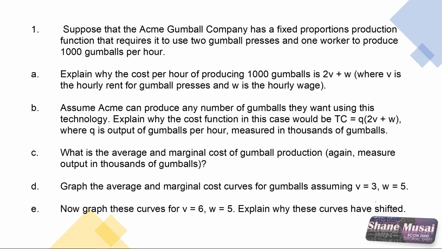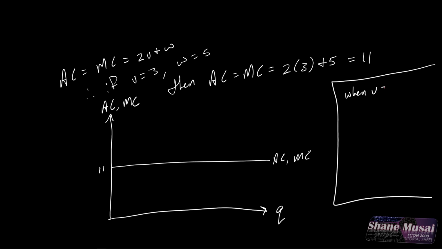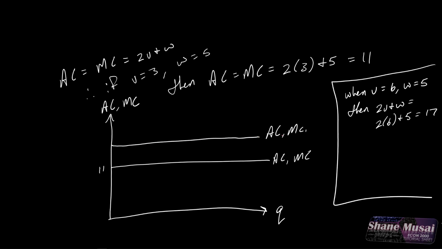The last part says, now graph these curves for V equal to 6 and W equal to 5. Explain why these curves have shifted. I'll just take a small part here to calculate that one. When V is equal to 6 and W is equal to 5, then 2V plus W would equal 2 times 6 plus 5, which is equal to 17. Therefore, in the case of part E, this graph would shift higher. I'll put a 1 to differentiate it from the next one. So this value will be 17, and the graph would shift upwards.